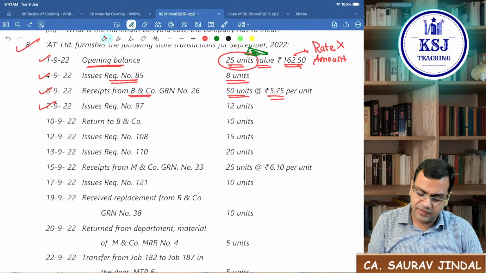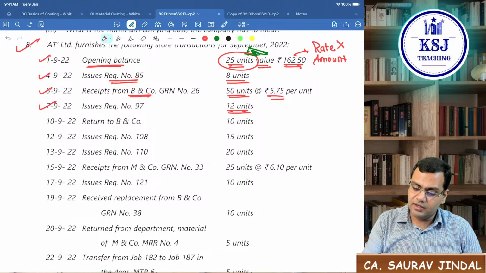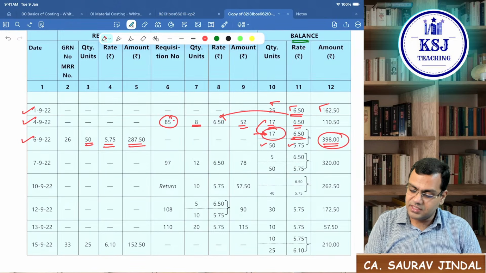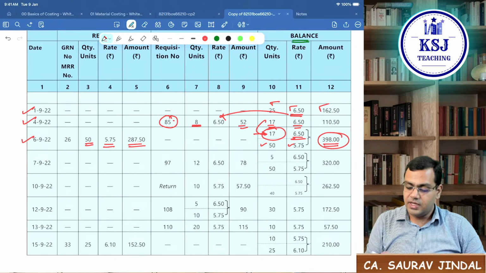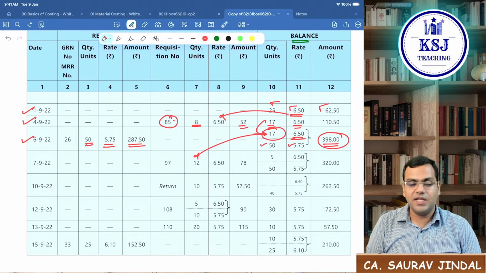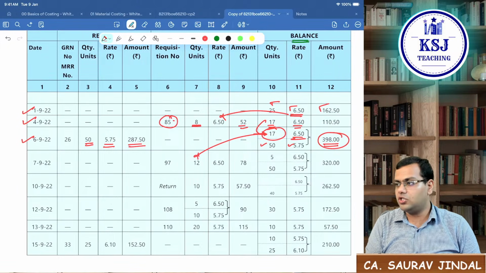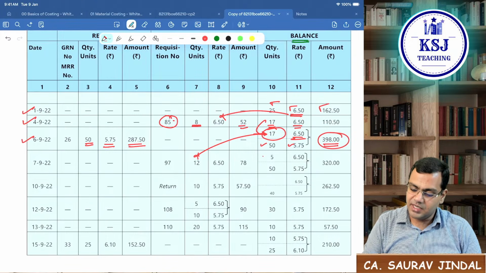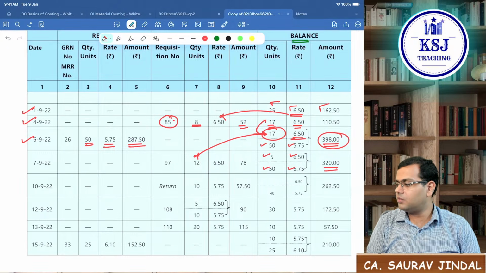On 7th of September, you will issue 12 units. So you will utilize this first because first in, first out. These 17 units were first received in the store. So you will issue these 17 units. Out of this, you will issue 12 units at 6.5. The remaining is 5 units at 6.5 and then 50 at 5.75. Total value 320. Simple question, sir. In this also there should not be any problem.